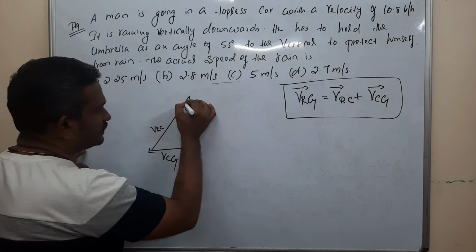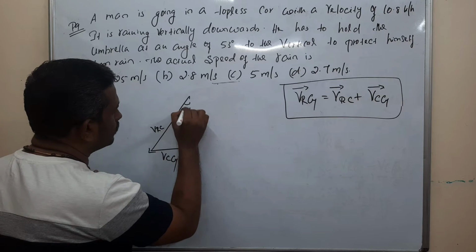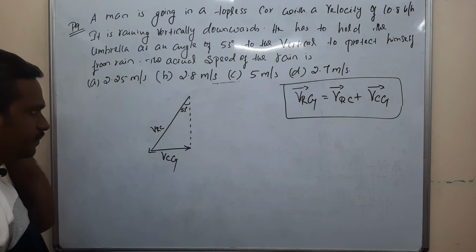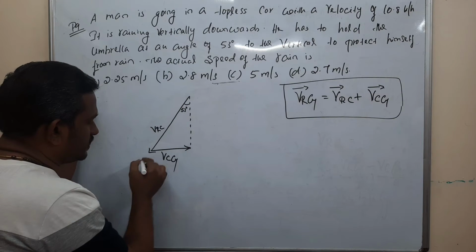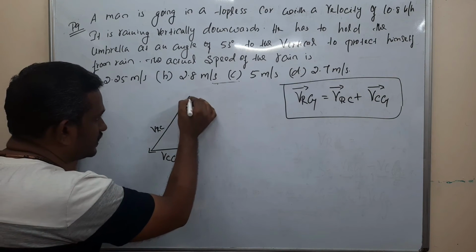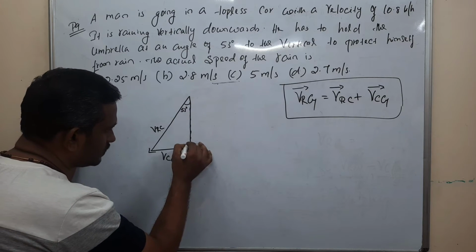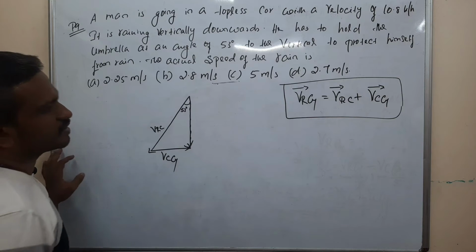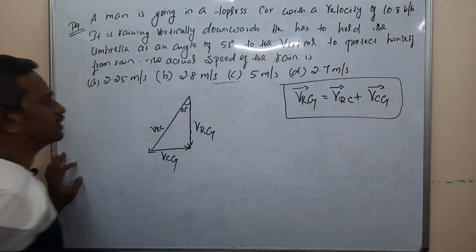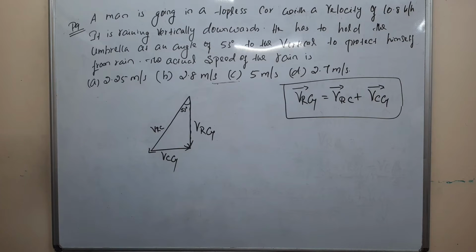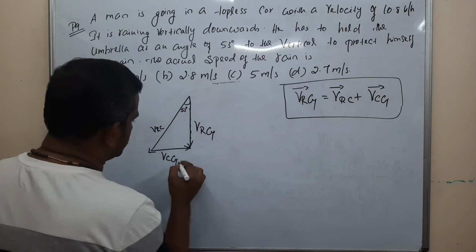So one vector. What about this angle? This angle is 53 degrees. So one vector is in this direction, and the resultant is in this direction. What about this vector? This vector is the velocity of the rain with respect to the ground. So VCG is given, that is 10.8.